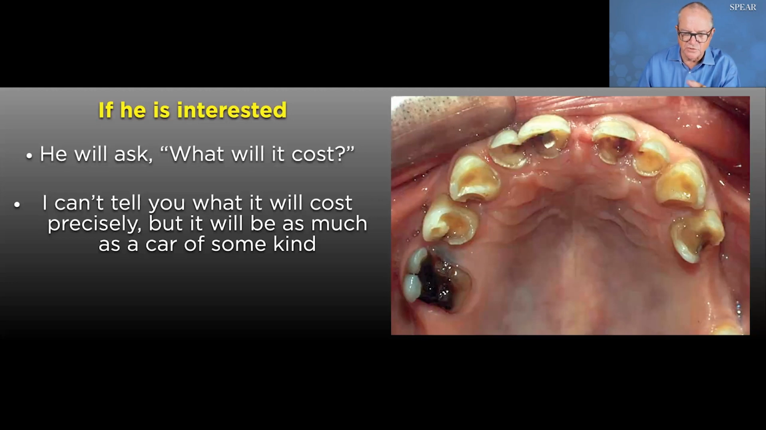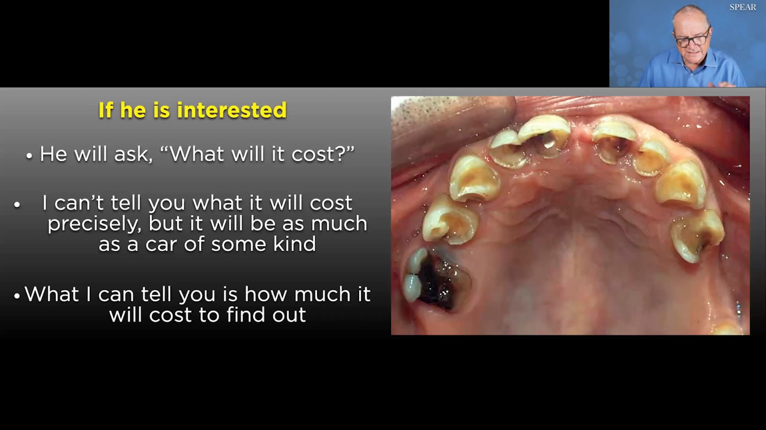If you'll notice, there's no restorations in his mouth. You can bond to all of those teeth with composite. You could treat this patient with composite if you understand how to treatment plan him. What I would then say is, what I can tell you is how much it will cost to find out. Because I'm going to have you back for an exam, radiographs, photographs, mounted models. I need all of those things to develop your treatment plan. And this is how much it will cost for me to do the exam, the radiographs, the photographs, and the mounted models.